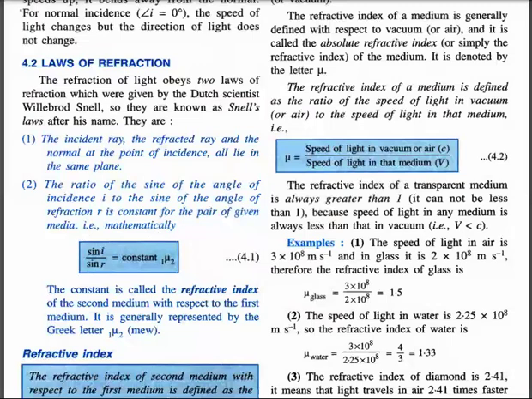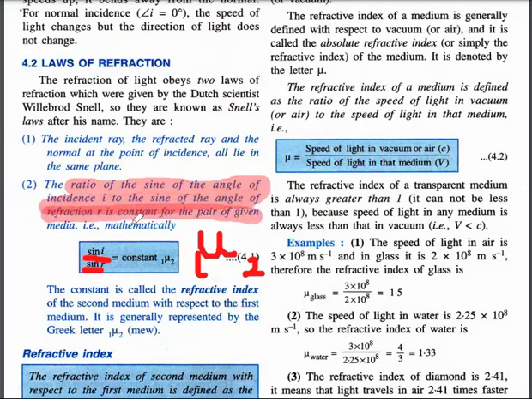And guys, you have to remember this also, the second part of it. Okay. So sine i divided by sine r is equal to constant. So this is a constant. If you don't know what that is, just read this. The ratio of the sine of the angle of incidence i to the sine of angle of refraction r is constant for the pair of given media, mathematically, right?